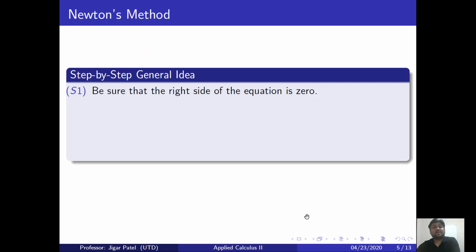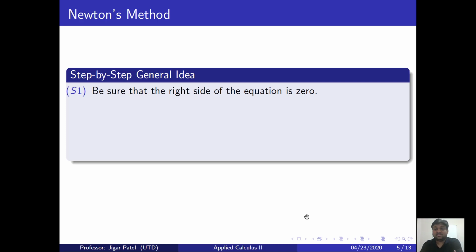Anyway, let's try to understand what we are going to do in general. Here is a general step-by-step idea to use Newton's method. Step 1, be sure that the right side of the equation is 0. Sometimes you will not be given an equation. You have to form the equation by yourself, and I'll give you some examples today in this video to clarify it. If for example you are given an equation, then what you need to do is make sure that you shift everything to the left side.